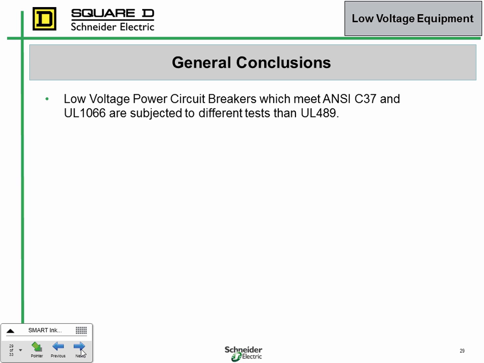The other issue is that switchgear is withstand rated for 30 cycles, so it has to handle that fault current for 30 cycles without exploding. Switchboards are what we call AIC rated, or three cycle rated, so they'll take the fault out within three cycles to protect themselves. And then the switchgear breakers are maintainable, while switchboard breakers are not maintainable.